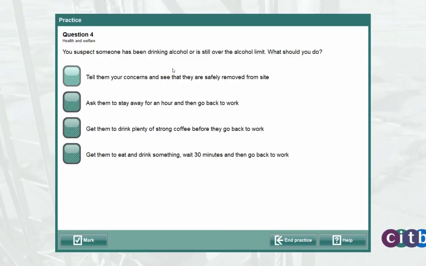You suspect someone has been drinking alcohol or is still over the alcohol limit. What should you do? Tell them your concerns and see that they are safely removed from site. Ask them to stay away for an hour and then go back to work. Get them to drink plenty of strong coffee before they go back to work. Get them to eat and drink something, wait 30 minutes, and then go back to work.